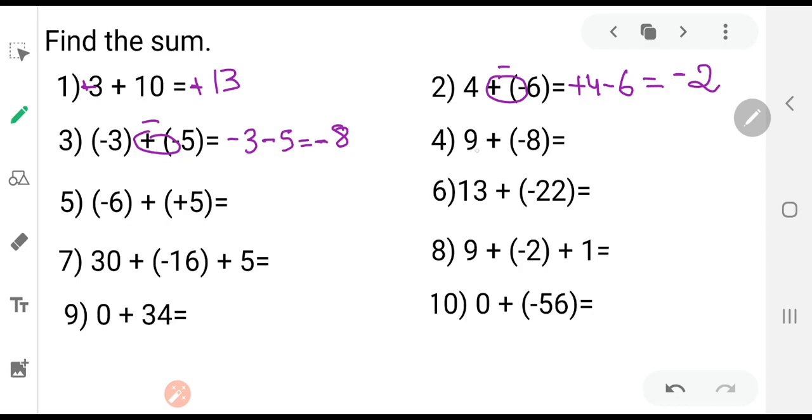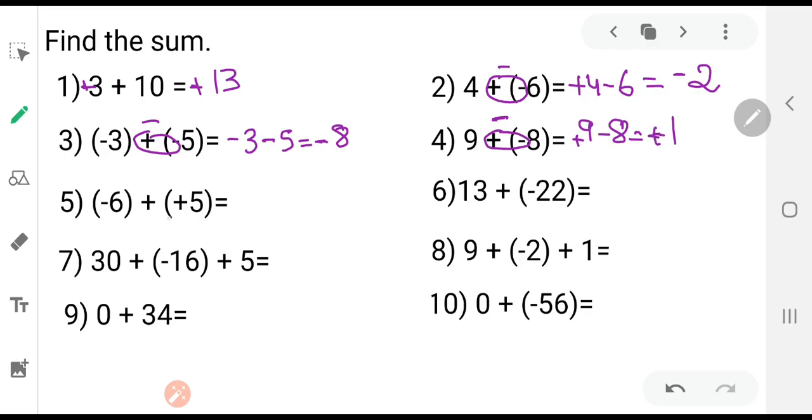Over here, I have 9 plus minus 8. Plus and minus will be changed into a minus. So this will be 9 minus 8. What is the 9? It's a positive 9. Different signs, I find the difference. 9 minus 8 is a 1. Which number is greater? The 9. What's the sign of the 9? It's a plus, so plus 1.